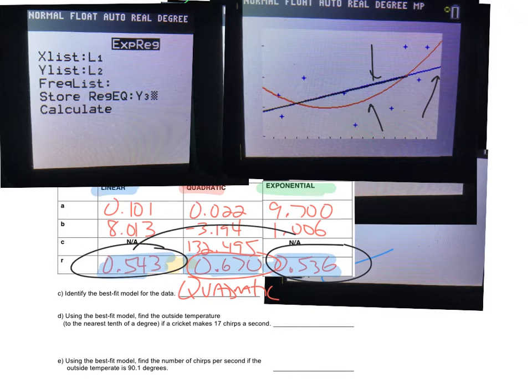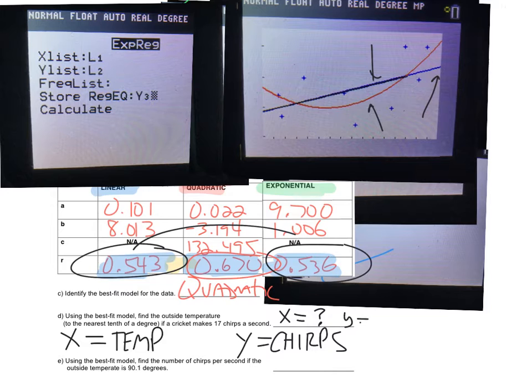So it says for letter D, using the best fit model, find the outside temperature. Remember, we had our X list and we had our Y list. Our X list was L1 and those were the temperatures. Your Y list was L2 and those represented the chirps per second. So letter D says, find the outside temperature. Find out what X is if the cricket makes 17 chirps per second. So that means your Y is 17.